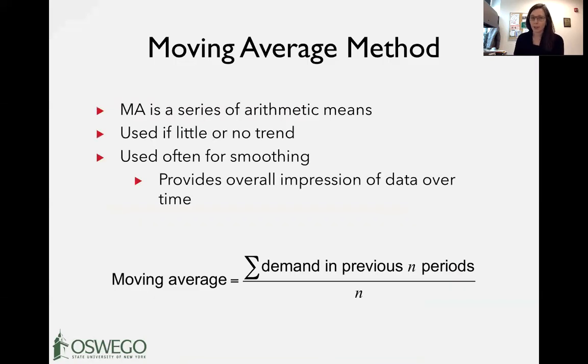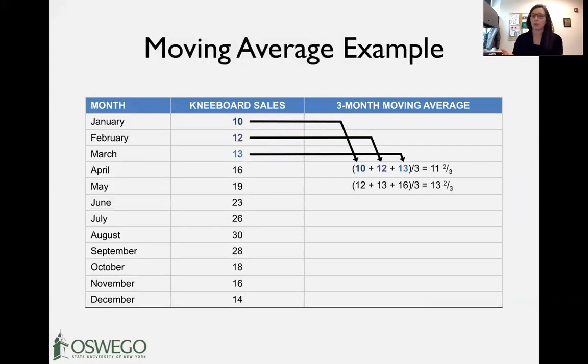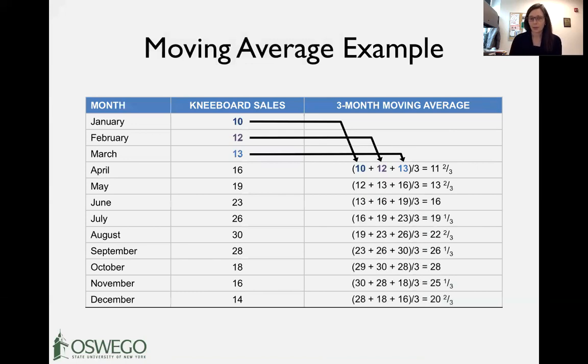Another method is the moving average, and it is, again, used if there's really little or no trend. So if you've got stability in demand over time, we use it to smooth the data. So if we do see some little fluctuations in the data, a moving average is good at smoothing those out. So in this case, if we wanted to take a 3-month moving average, we would take the actual sales from the 3 previous months. Here you can see January, February, and March. We would add those up, take the average, and that's going to give us our forecast for April. So fairly straightforward, and you can do that on an ongoing basis.